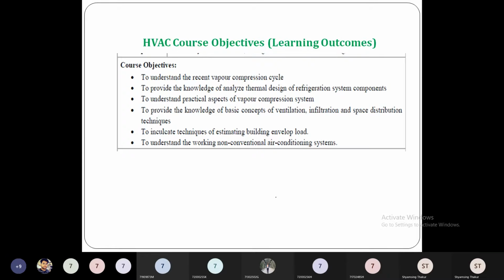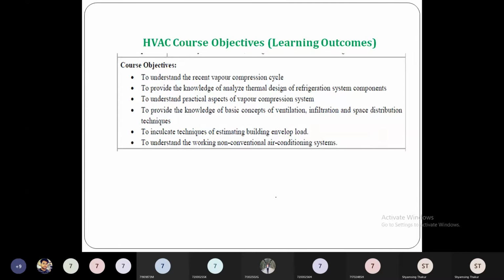Then to provide the knowledge of analysis and thermal design of refrigeration system components. Here we are going to see in detail the compressor, condenser, expansion valve and evaporator, and we are going to solve numericals on them as well. To understand the practical aspects of the vapor compression cycle, important concepts like capacity control and hunting of the expansion valve are going to come, which we have to see.